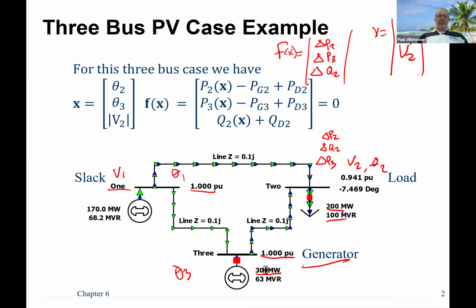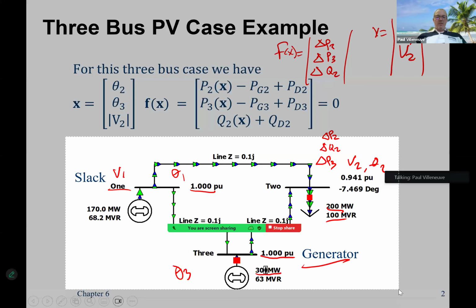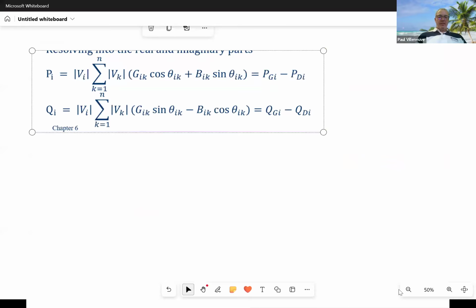All right, so let's take a look at the system. I'm just going to copy this over to whiteboard. There's whiteboard. There it is.